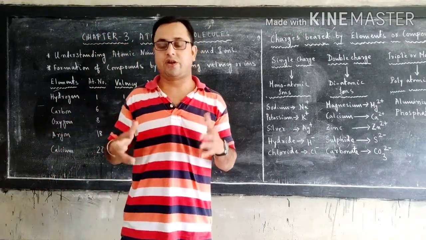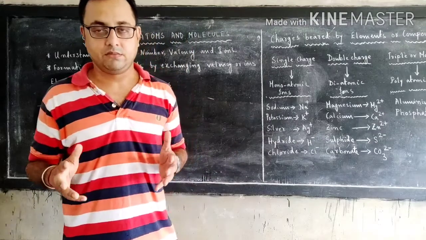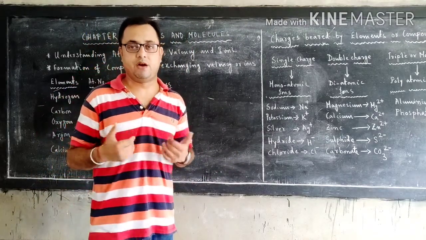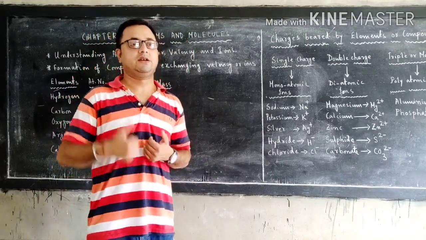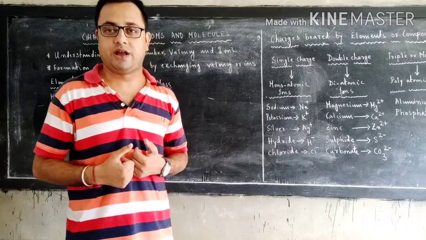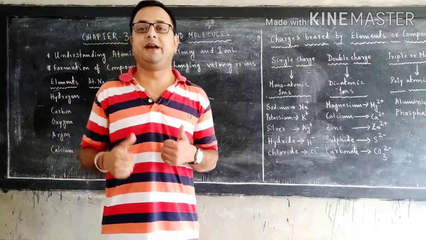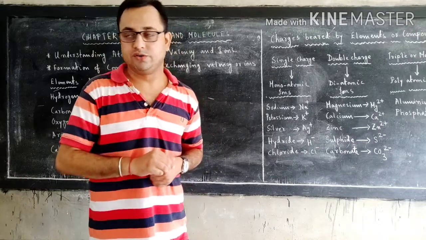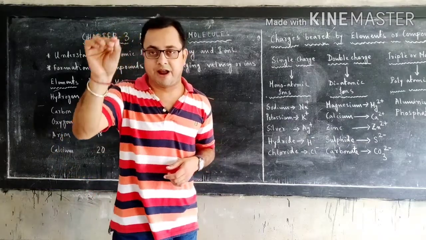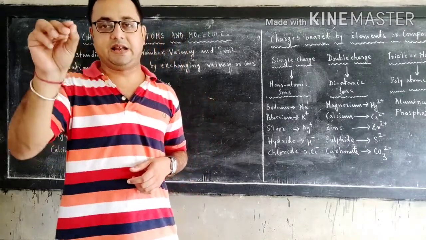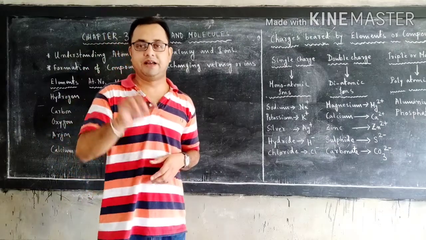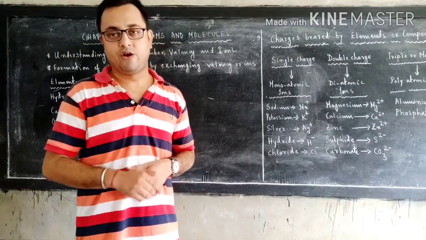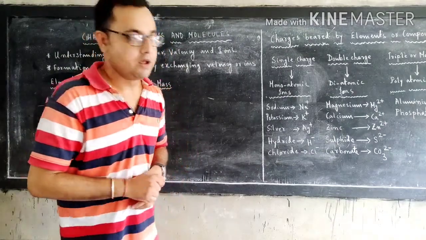Now when we are talking about atomic number, it needs to be understood that what we are actually talking about is something about the protons. So the total number of protons present in an atom determines the atomic number of an element.